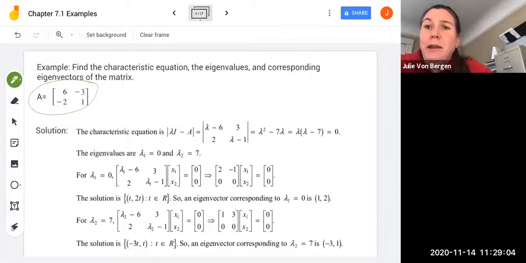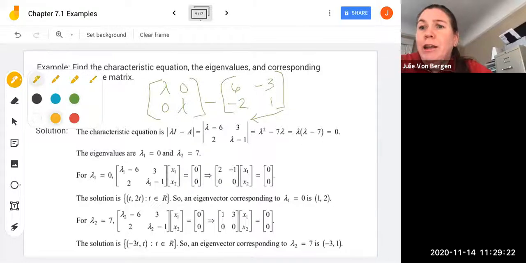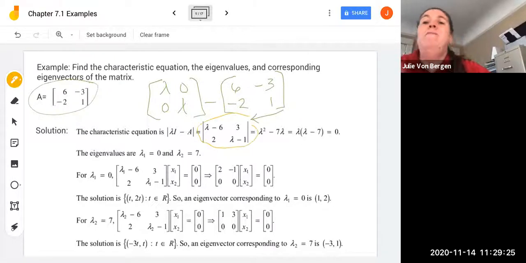So that's going to be, right, lambda I is going to be lambda 0, 0, lambda, and then we're going to subtract matrix A. So that's how we get this matrix here that we're taking the determinant of, with the lambda minus 6 in the first entry. 0 minus -3 gives us a +3 in the first row, second entry. 0 minus -2 gives us a +2 in the second row, first entry. And then we get lambda minus 1 in the second row, second entry. And then we do the determinant.